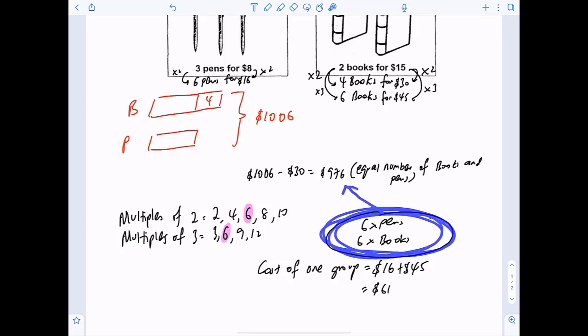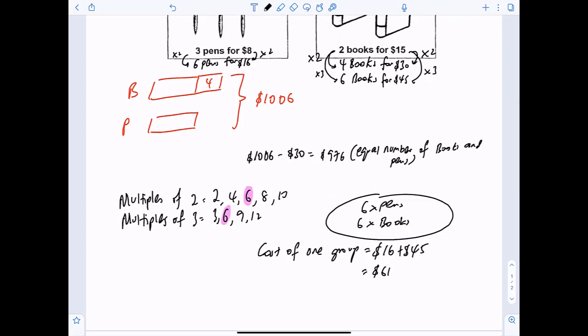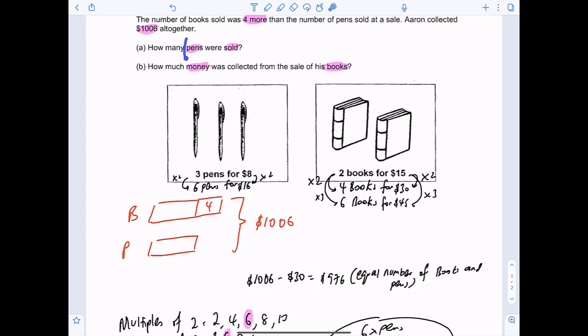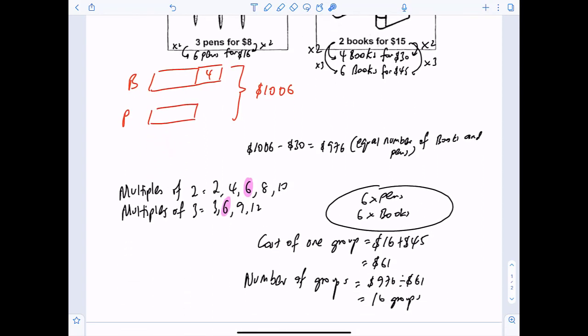And we need to find how many of such groups we are able to sell if we are collecting $976. Next step, number of groups. $976 divided by $61. 976 divided by 61. Oh, 16 groups. Alright, so question is, how many pens were sold? So for pens, each group there are 6 pens. So we'll take 16 times 6. 96 pens were sold.